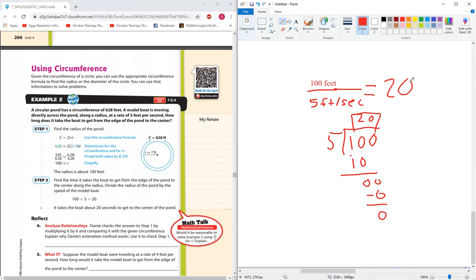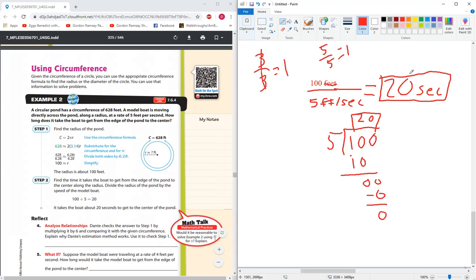Now, take a look at this. 5 feet per second. If you remember in a fraction, if you have the same thing on top and on bottom, for example, if I put 3 over 3, that just cancels to 1, right? 5 over 5, same thing. It just equals 1. So if I have feet over feet, guess what? It cancels. And so I just have 1 there. So the only unit I have left is seconds. So that means that the final answer is it takes 20 seconds to get from the edge of the pond to the center.